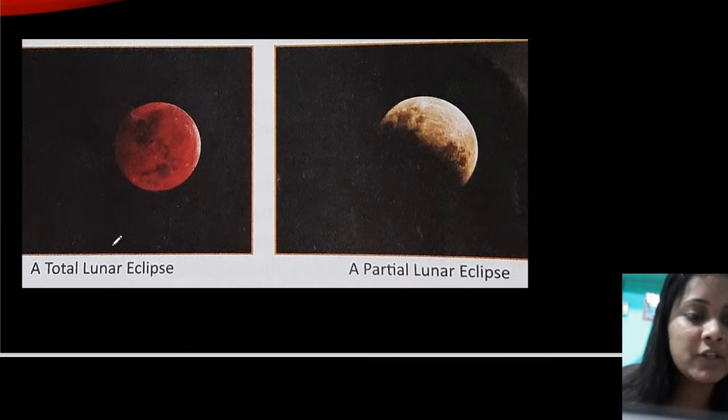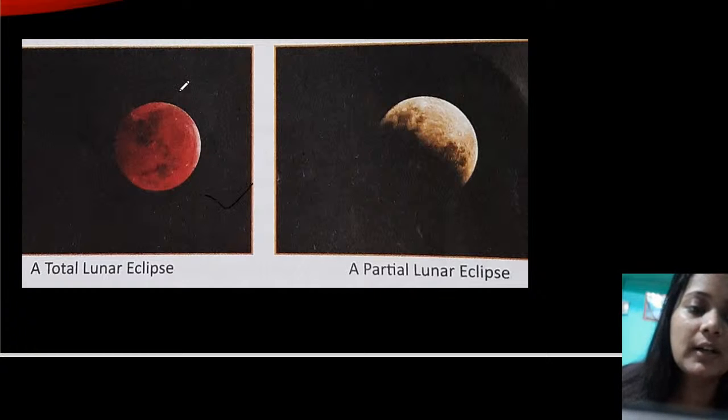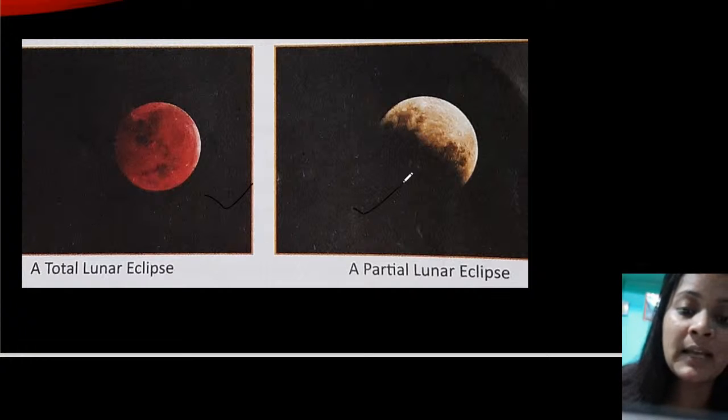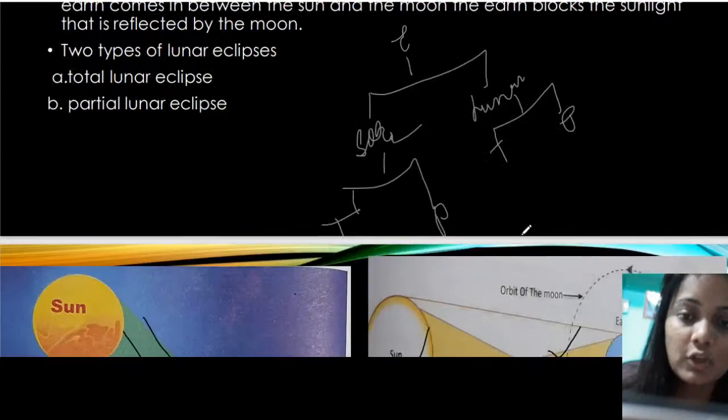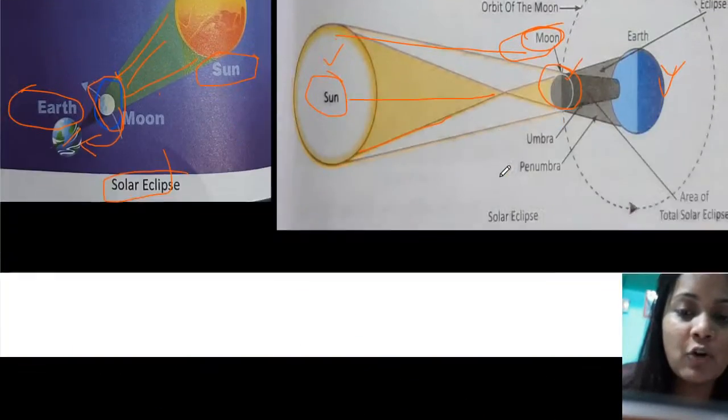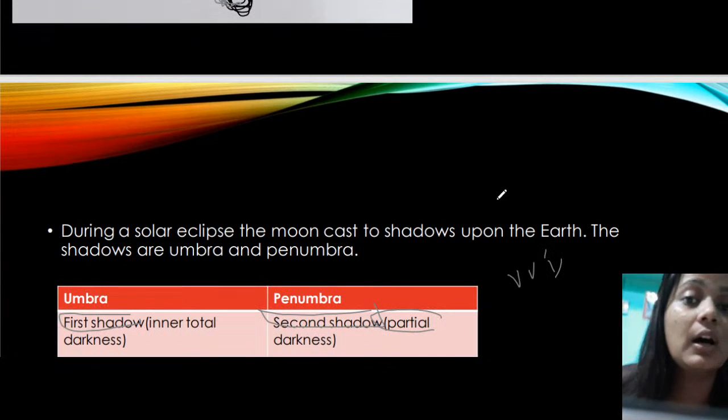So this is the picture of total lunar eclipse and this is the partial lunar eclipse. You can see the complete lunar eclipse is taking place here, and here partial. Only half of the moon is covered with the shadow of the earth, but here the full moon is covered with the shadow. So this was all about today's session. I hope you have understood the eclipses.